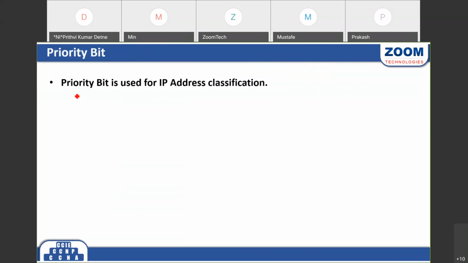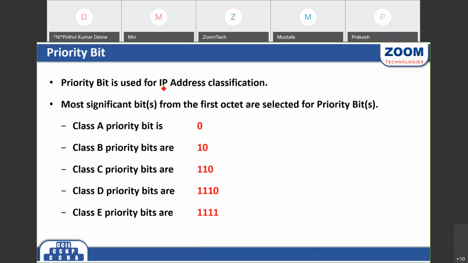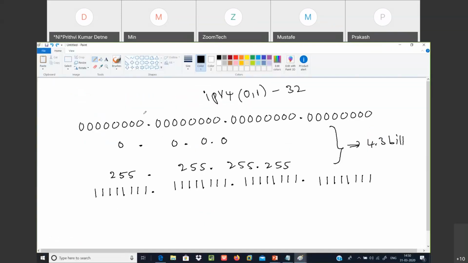Priority bits are used for IP address classification. Most of these are bits from the first octet. From the first octet of your IP address, the first bit is reserved for class A, the first 2 bits for class B, and the first 3 bits for class C. These are the first bits, right? See the priority bits.